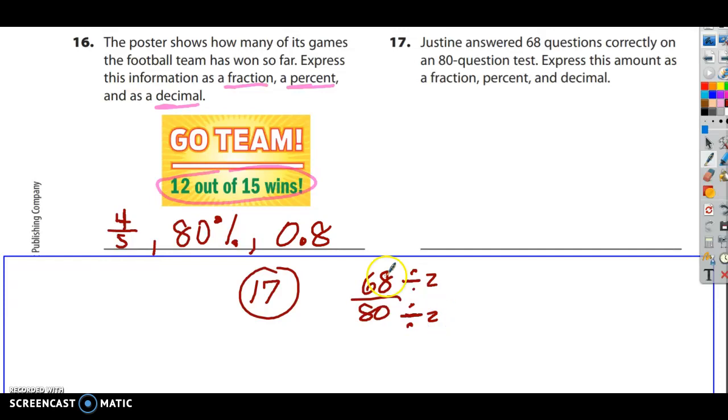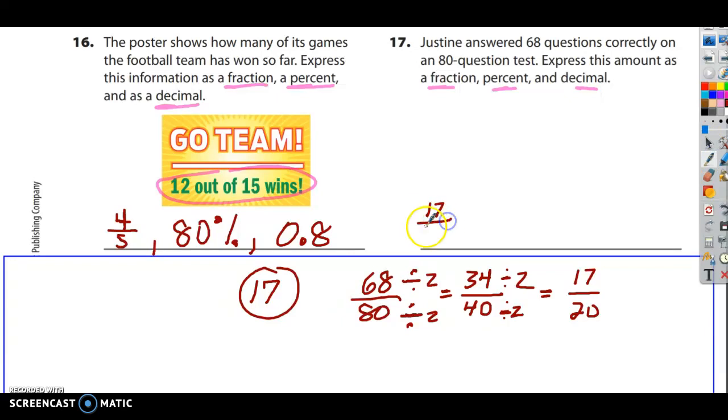If I divide these by 2, I get 34 out of 40. And that can simplify even more, so I'm going to divide by 2 again. Now I realize I could have just divided by 4 to begin with, but that's okay. 34 divided by 2 is 17, and 40 divided by 2 is 20. Now that's my simplified fraction. Remember, I have to do 3 things here. I have to write the fraction, the percent, and the decimal. My simplified fraction is 17/20.